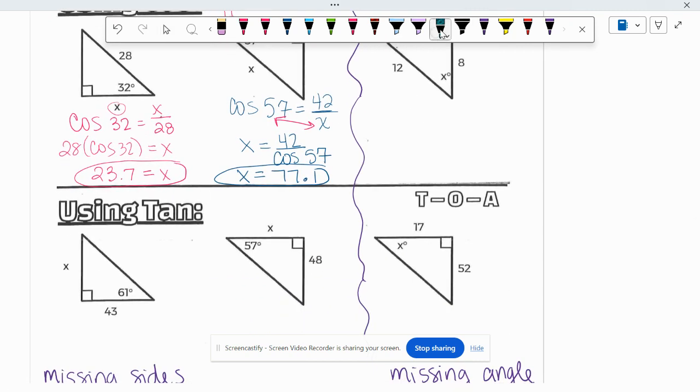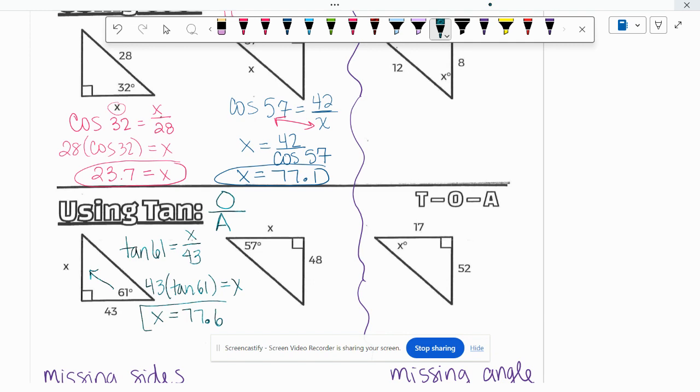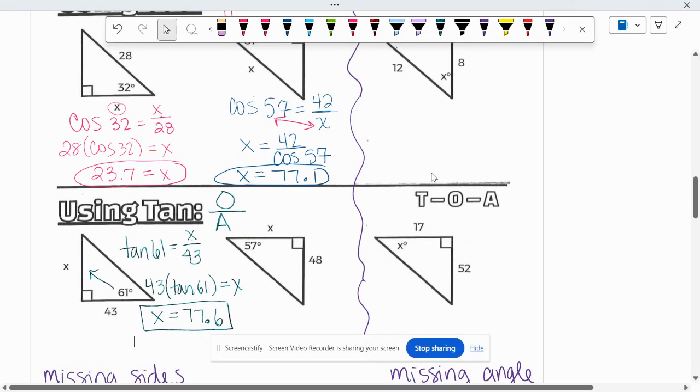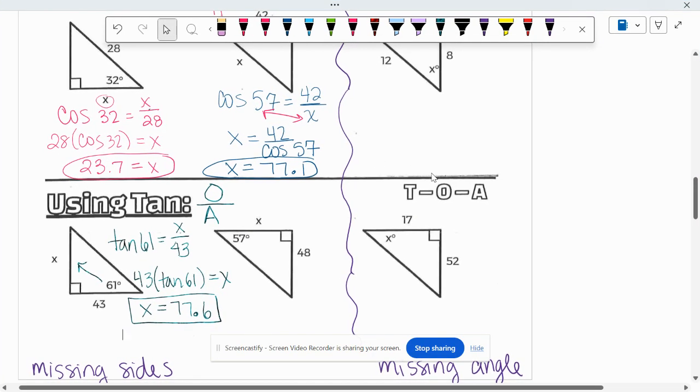Tangent. How do I set up tangent? What is that? Opposite over adjacent. So the tangent of 61 equals the opposite x over the adjacent 43. I have to multiply both sides by 43. So 43 times the tangent of 61 equals x equals 77.6. That's going to look different than mine because we rounded up. Do you see that, Will? I left minus 5.7. Okay.